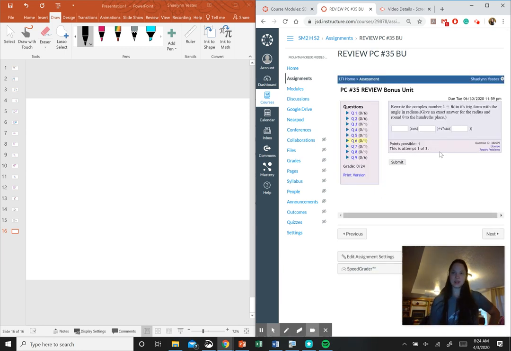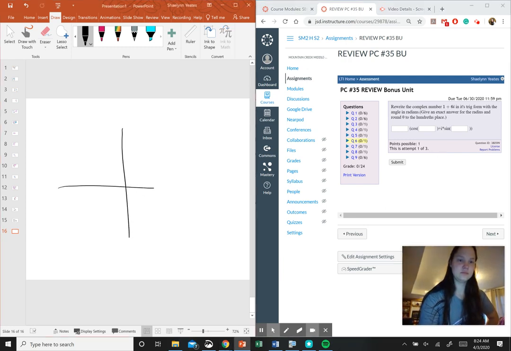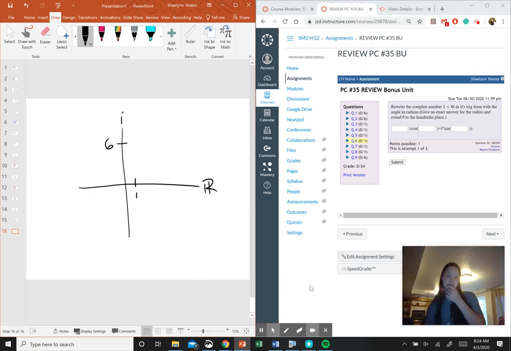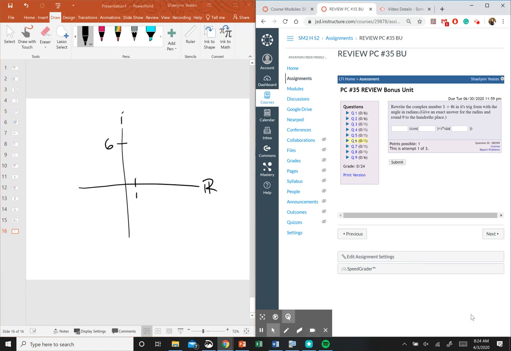Okay. So right here, we've got 1 plus 6i. I've got my graph, and I'm going to make it look a little better. 1 plus 6i means go over 1, go up 6, because this is i and this is my real number line. I'm going to turn off my camera because that looks super creepy. Okay, there we go. So my point is right here.